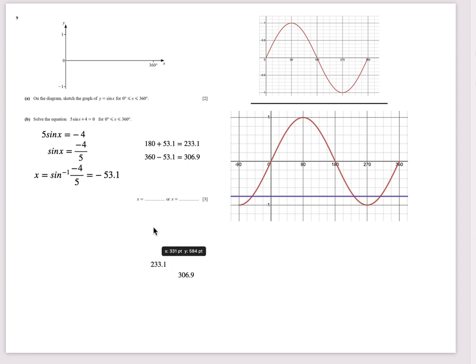All right, so that's just one last little bit of trickery that you just need to watch out for if you get a negative solution. Okay, so that's a quick overview of the trigonometry problems.